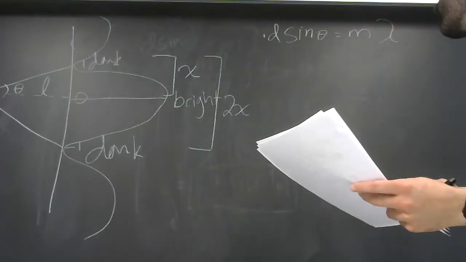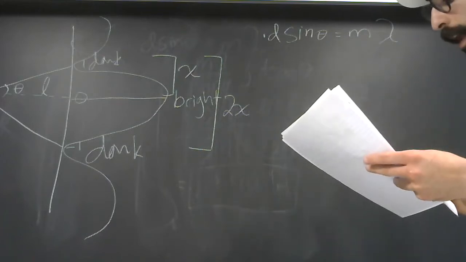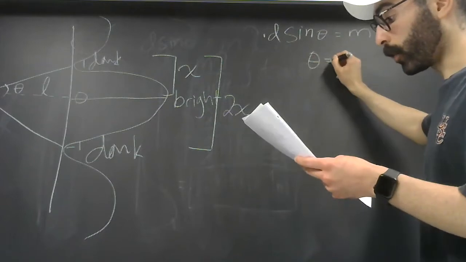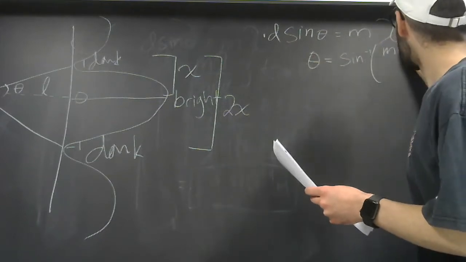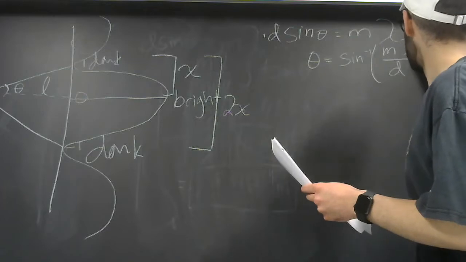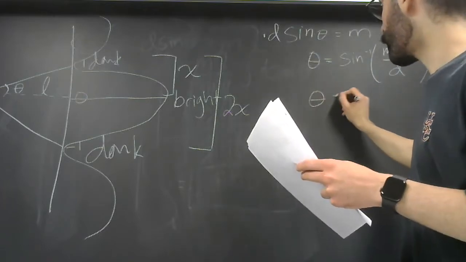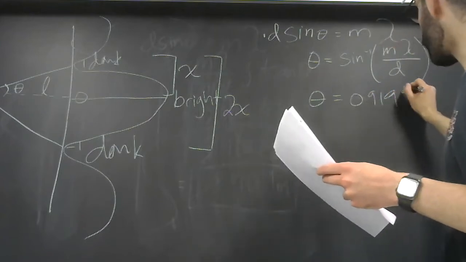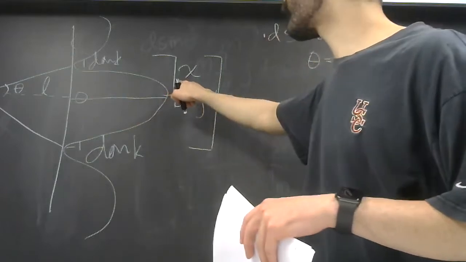The first thing we need to do is, we already know everything except for that angle theta. So we're going to first find theta. So theta will equal sine inverse of lambda over d. You're going to plug in everything. Theta is going to come out to be equal to 0.919 degrees. And then in part 2, knowing theta, we're going to be able to find x because we also know L.